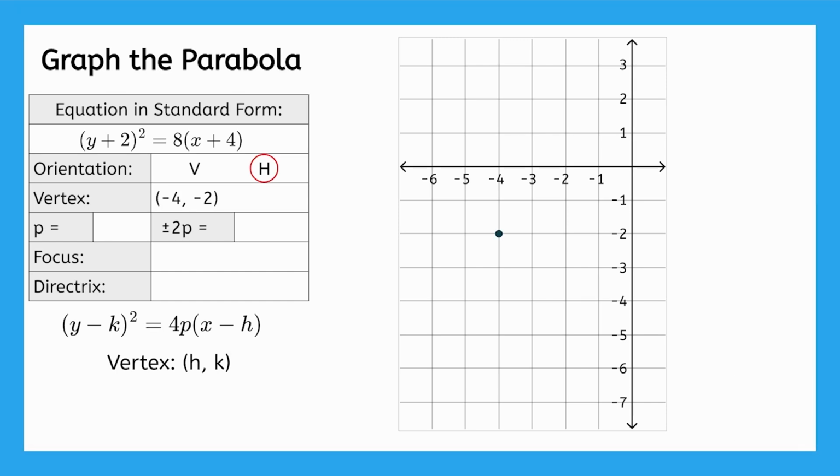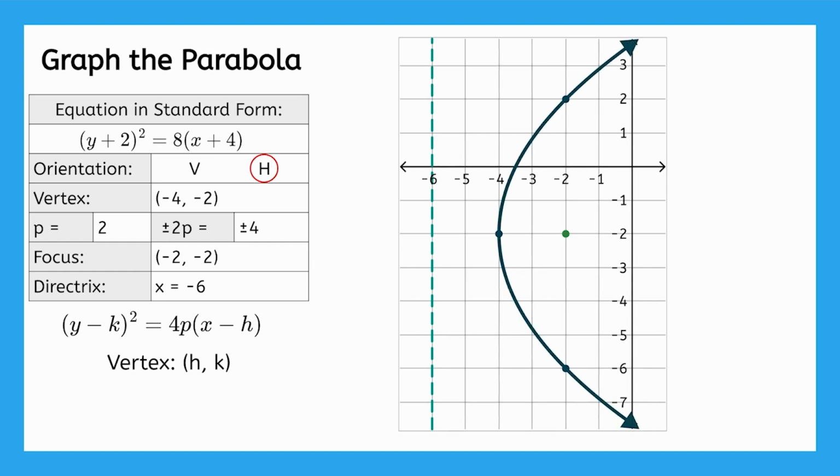Okay, how did you do? By setting 8 equal to 4p, I found that p is positive 2. I counted 2 units to the right to plot my focus at (-2, -2). The directrix is 2 units to the left of the vertex at x = -6. Then I found 2p is 4, so I counted 4 units up and 4 units down from the focus to plot 2 additional points on the parabola at (-2, 2) and (-2, -6). Connecting these 3 points gives a horizontal parabola opening to the right.